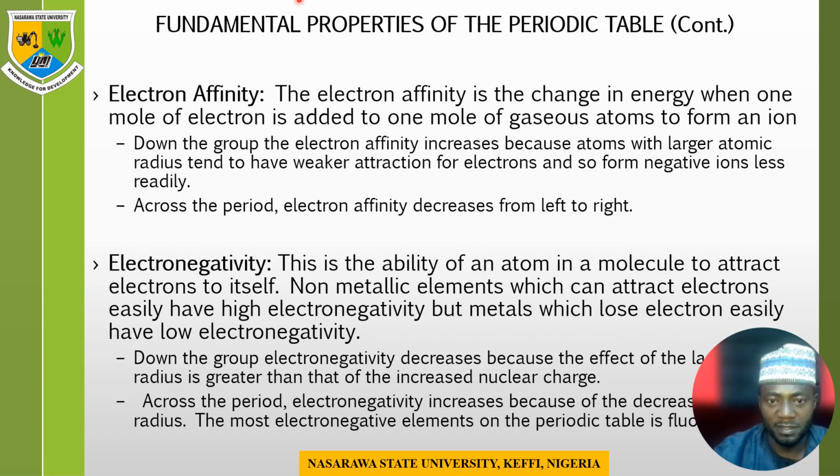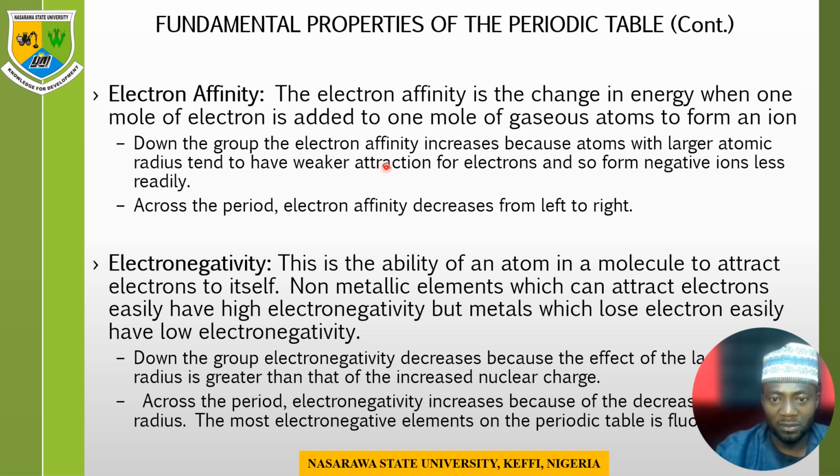Then electron affinity. Electron affinity is the change in energy when 1 mole of electrons is added to 1 mole of gaseous atoms to form an ion. Now remember, ionization energy, like we have mentioned, is the energy required to remove an electron. Then electron affinity is the energy that is released when an electron is added to the atom. So you can see electron affinity is like the opposite of ionization energy.